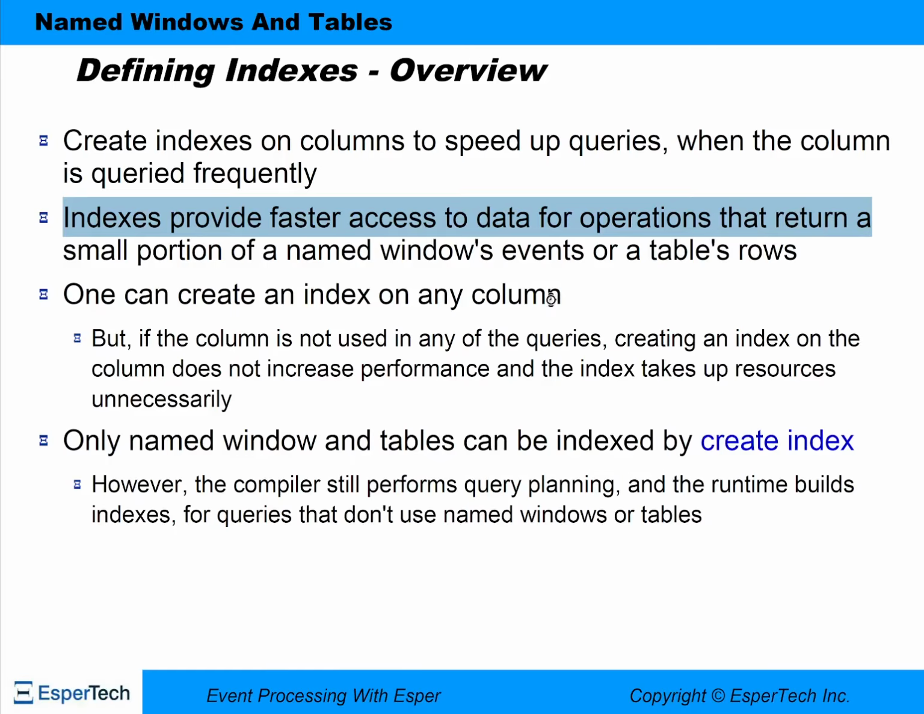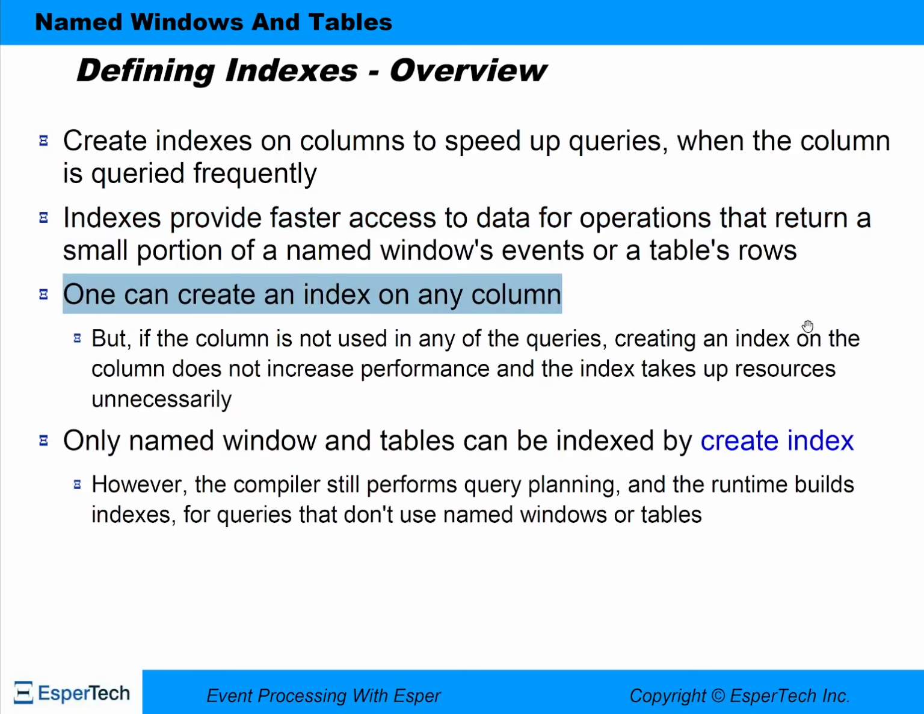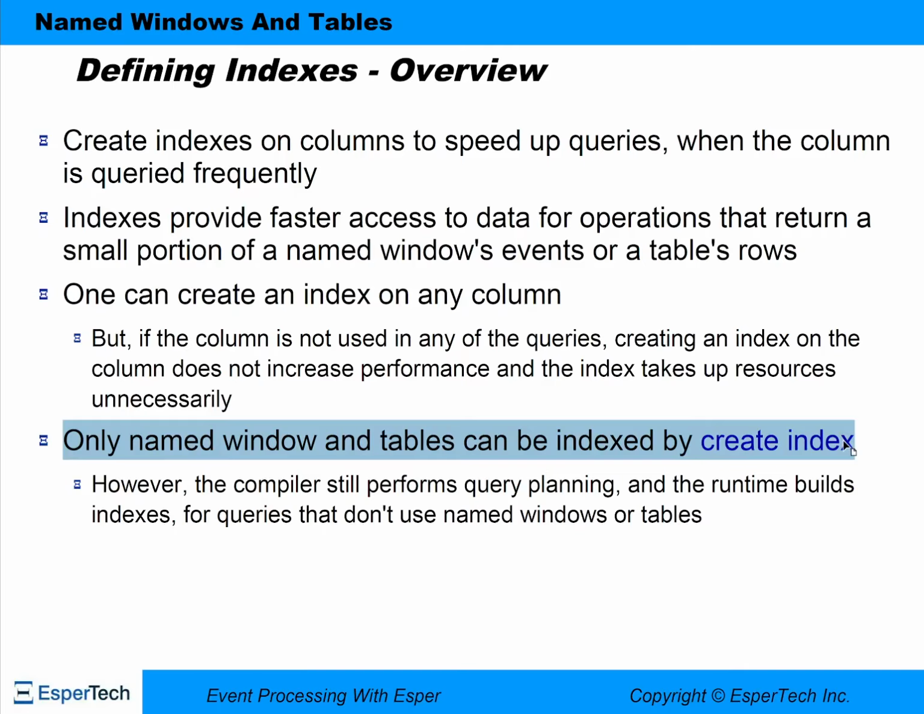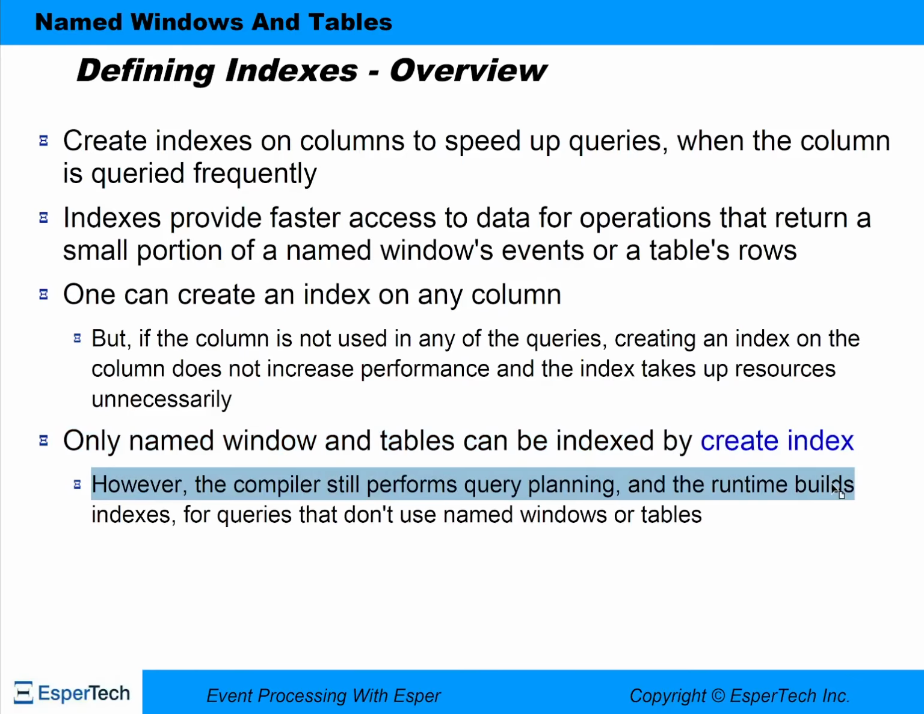One can create an index on any column. But, if the column is not used in any of the queries, creating an index on the column does not increase performance, and the index takes up resources unnecessarily. Only named windows and tables can be indexed by create index. However, the compiler still performs query planning, and the runtime builds indexes for queries that don't use named windows or tables.